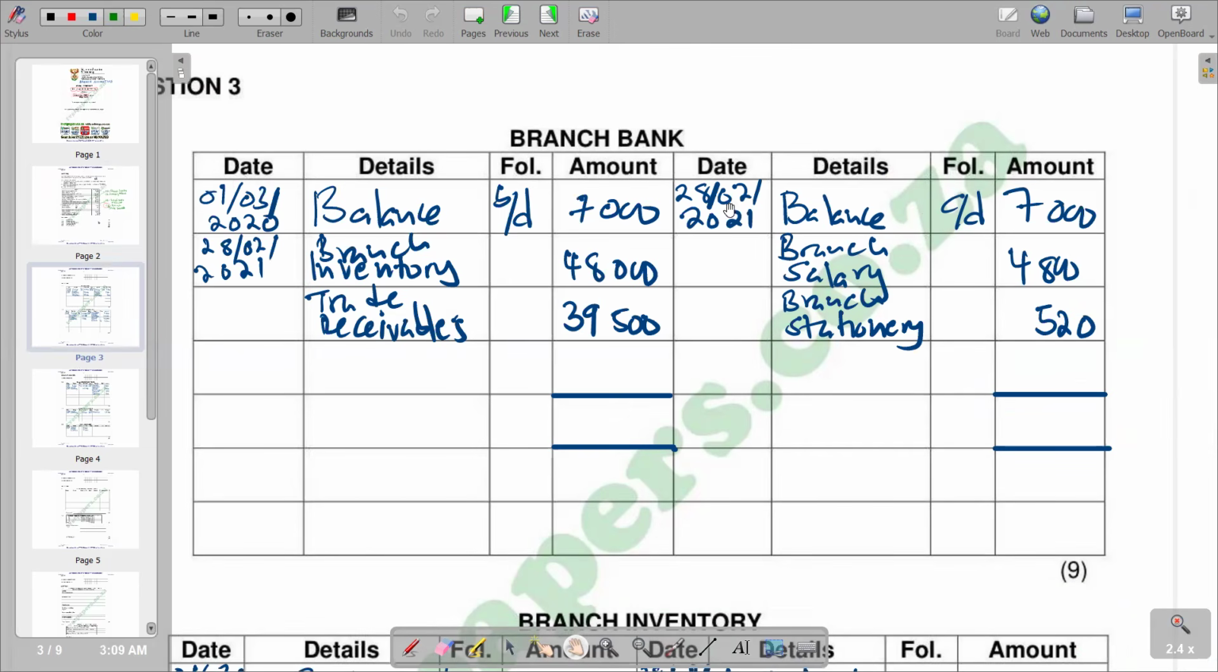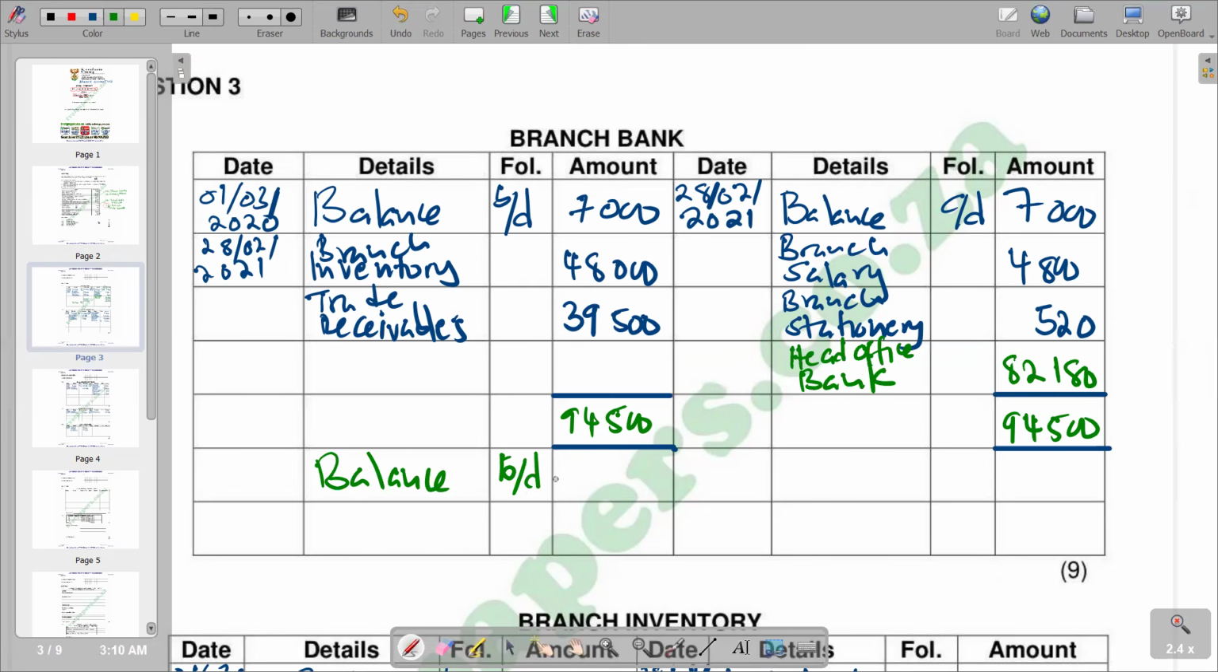So we can try to add the debit and credit. We see that the debit has got a greater total with 94,500, which is supposed to come again on the credit side in between the double lines. So with that, we subtract all what we have on the credit side, we get a balancing figure of 82,180. It is supposed to go to head office bank. And then as well, we've got a CD on the credit, so our BD should come in, becomes our BD. And it's the same amount, 7,000. So it means we've completed the branch bank.